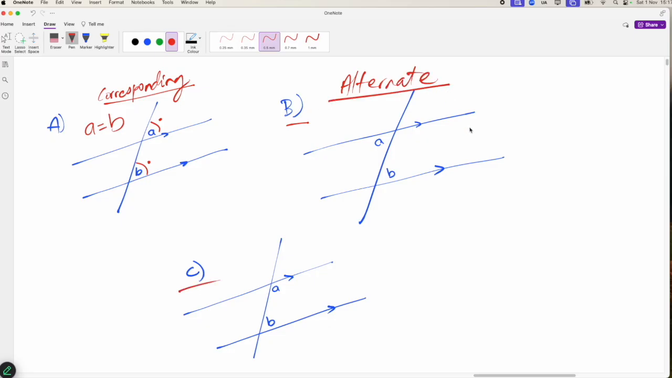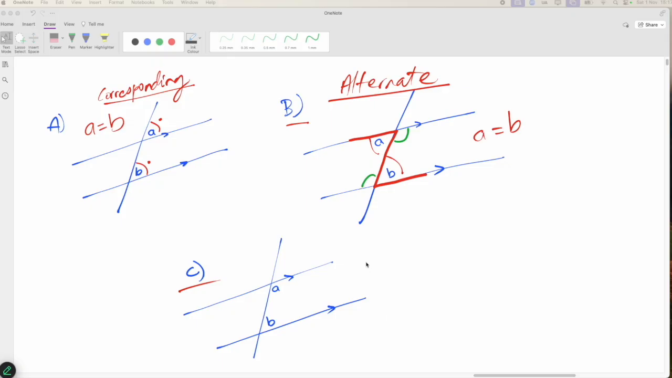And what is the thing about alternate angles? Alternate angles involve the Z, where you have A and B over here. And remember, A is equal to B here. So these angles are equal. For alternate angles, you also have these angles being equal, the angles that are outside of the Z.